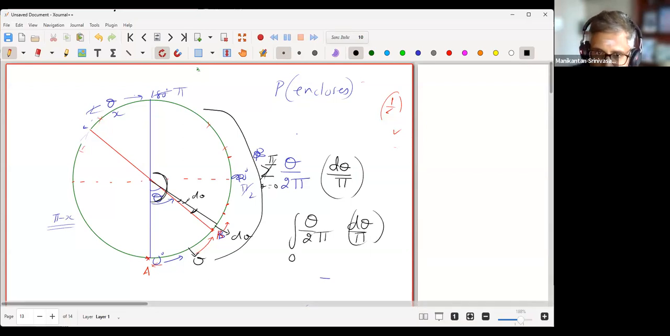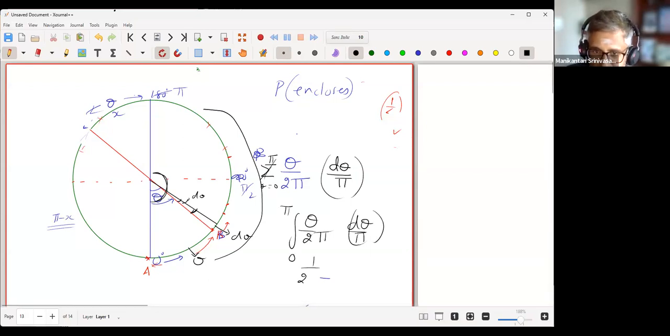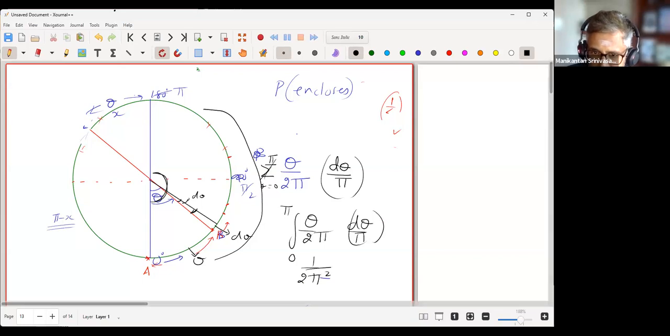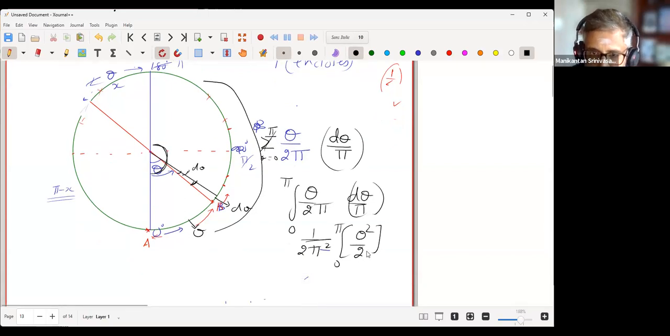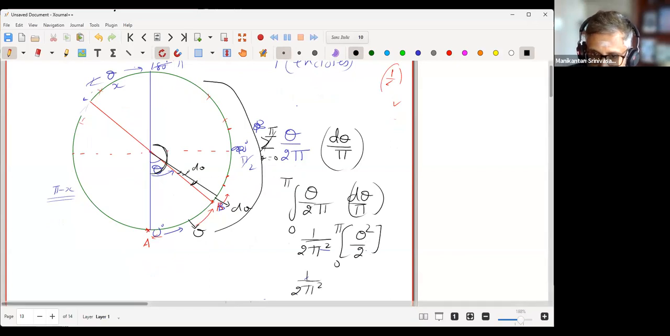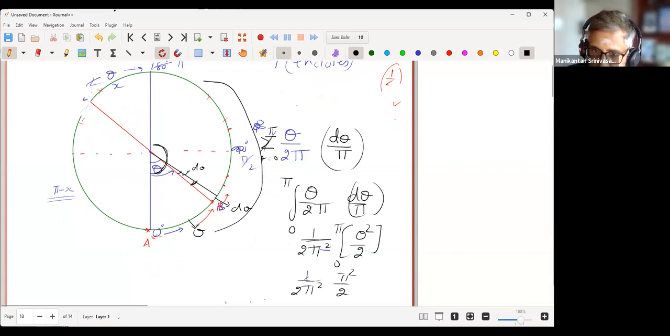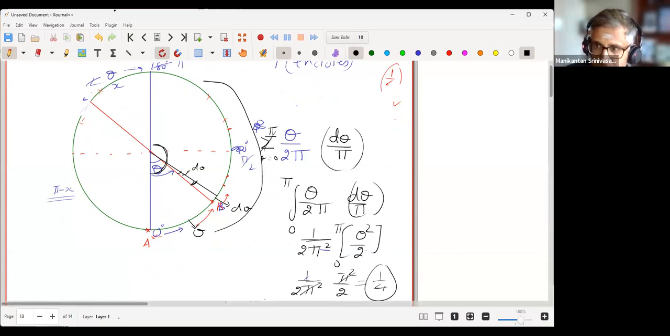Therefore, as theta varies from 0 to pi. So now this becomes very easy, right? 1 upon 2 pi square, theta square by 2 from 0 to pi. So 1 by 2 pi square into pi square by 2, pi square by 2 minus 0, which is 1 by 4 indeed. So Sumer, your intuition was right, even though you didn't fully explain it. So 1 by 4. Does it make sense, guys?